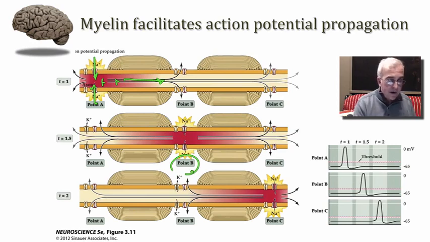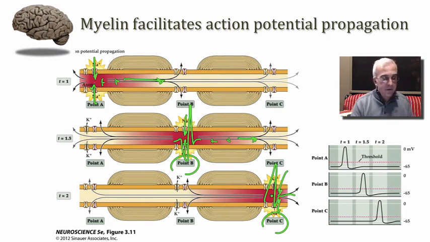is reached. We'll call that point B, and here sodium channels are opened. More sodium can rush in as the action potential is regenerated here. And that positive charge now, again, effectively, passively diffuses down that axon and reaches our third point, point C, again regenerating the action potential as sodium ions rush in.